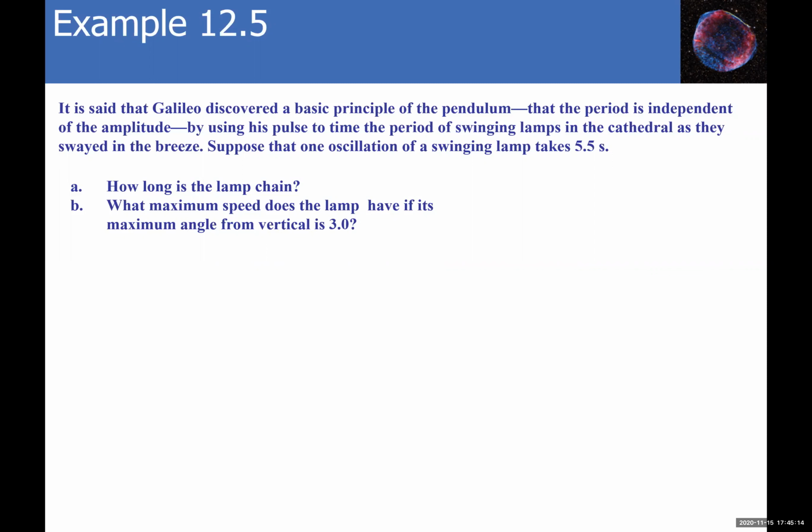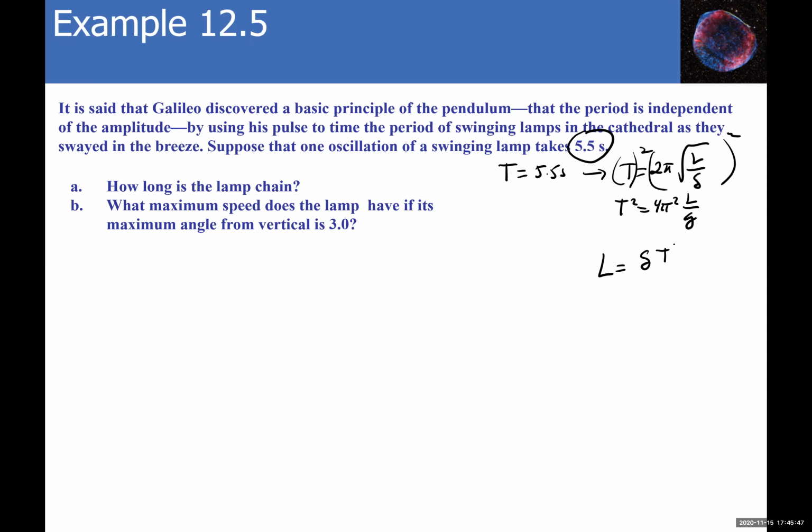That means you want to find the length when you're given the time for one swing, which is the period. Taking period equals 5.5 seconds, we know that the period equals 2π√(L/g). What I can do here is first square everything, which gives T² = 4π² L/g, and then rearrange and solve for L, which equals gT²/(4π²).